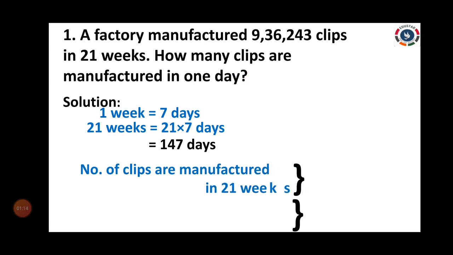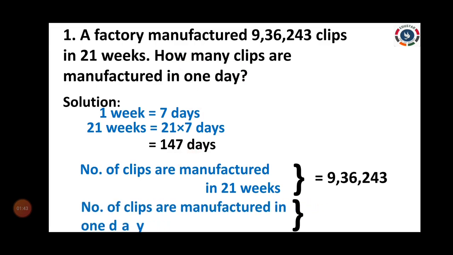Then you write the number of clips. Number of clips manufactured in 21 weeks is equal to 9,36,243. So we write that here first. Then next, what they are asking to find: how many clips are manufactured in one day? So we write number of clips manufactured in one day on the last line like that.